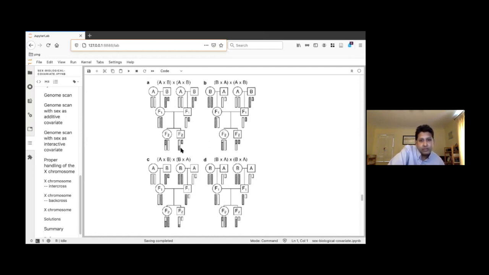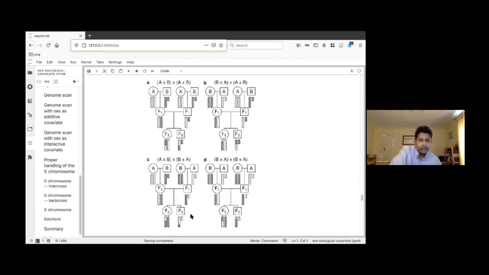So when you make these two, your F2 females will always have an intact A chromosome and a recombinant A chromosome, and the F2 males will have a recombinant X chromosome and a Y chromosome from the grandfather here, which is a B. And similarly, you can go through all the others.